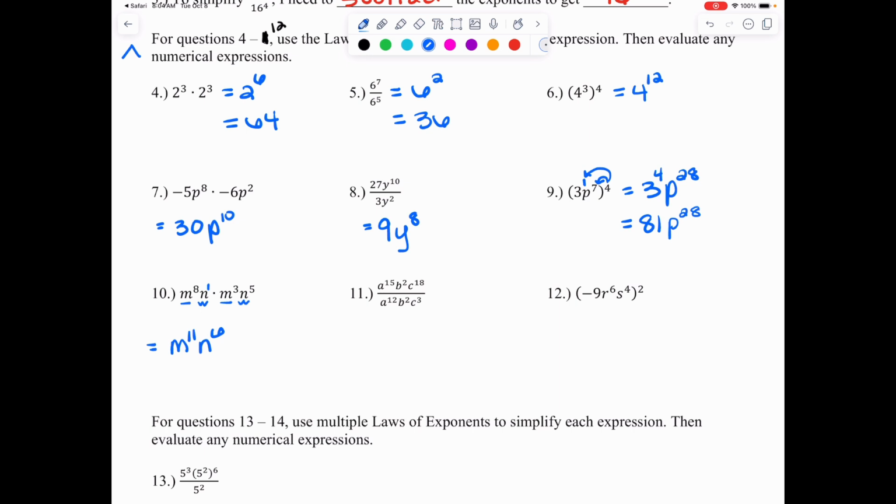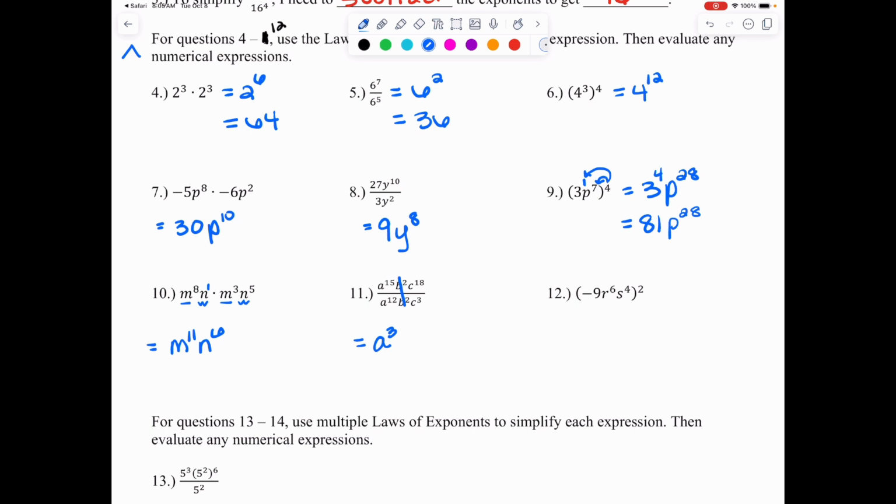In 11, this is a division problem. Once again, we can only use the rule on bases that are the same. So for the a's, we are dividing, so we're going to subtract our exponent. We keep the base of a, and 15 take away 12 would be 3, so a cubed. And then we get into this special situation here in 11, where b squared and b squared are the same on top and bottom. What happens anytime you take a number and divide it by itself? It always equals 1. So we're able to cancel these right out.